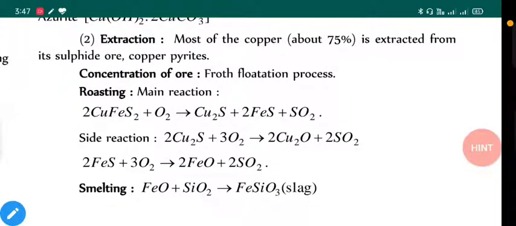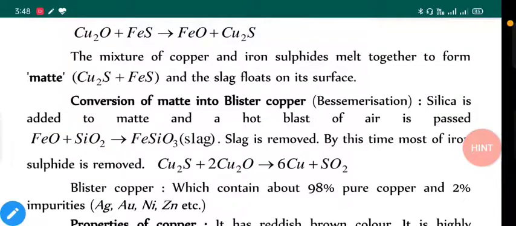Slags are generally comparatively lightweight material. That means when we heat our substances and melt them, the slag floats on the surface of the molten material. During this process, the majority of FeS converts into FeO and is removed in the form of slag, but we still have some iron impurities. So the mixture of copper and iron sulfide melts together to form matte, and the slag floats on the surface. In the matte we still have impurities of Fe.